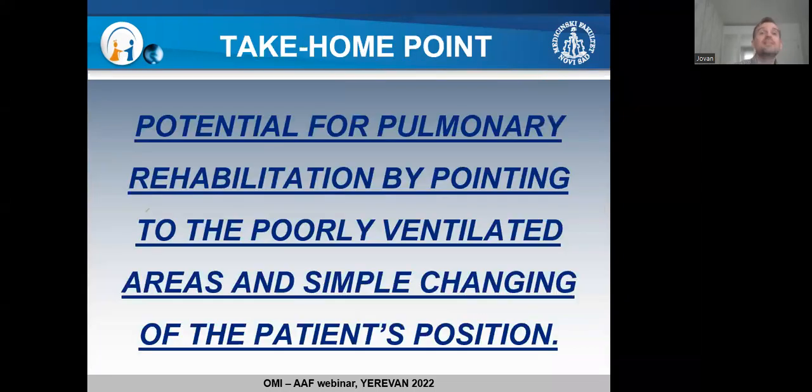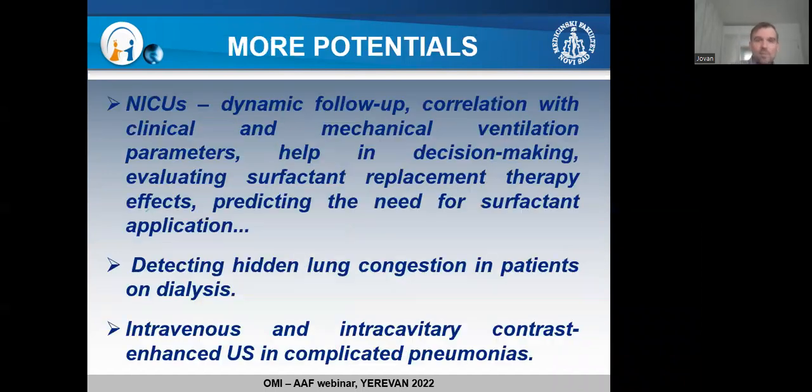So this is another take-home point. The potential of lung ultrasound for pulmonary rehabilitation is huge because it points to the poorly ventilated areas and tells you how to change the patient's position. And just by simply changing the patient's position, you can really do well by your patient, and you can accelerate his recovery and recovery of the state of his lungs.